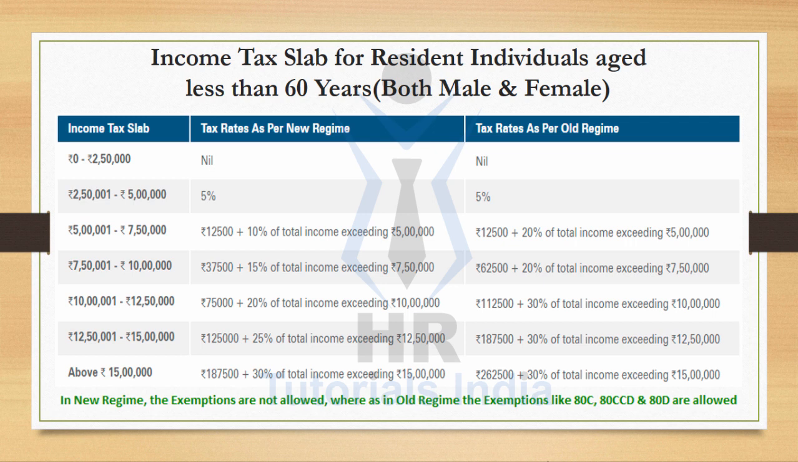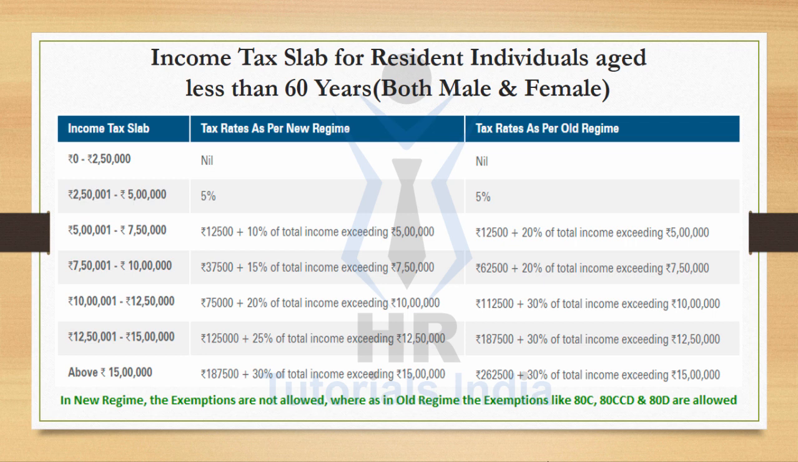Finally, when the income is more than 15 lakhs, the tax in the new regime is 1,87,500 plus 30% of total income exceeding 15 lakhs. Whereas in the old regime, it is 2,62,500 plus 30% of total income exceeding 15 lakhs. So dear friends, these are the tax rates in the income tax slabs for different incomes earned by the individual in the new regime and old regime.